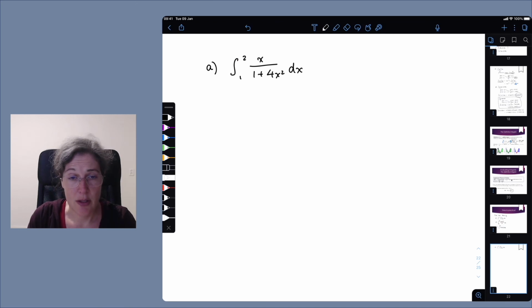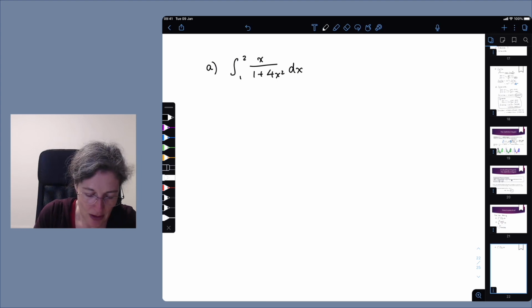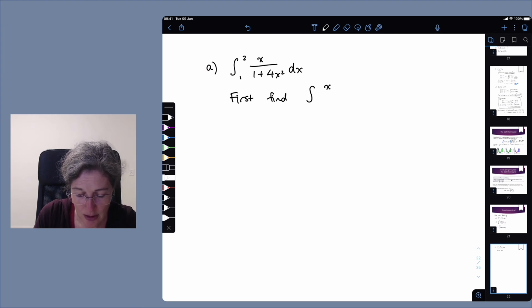So how do we do this definite integral thing? Well, my advice to you is to first do the indefinite integral and then do the definite integral. There are speedier ways to do it, but if you're anything like me, that leads to bad things happening. So let's first find the indefinite integral. We're going to integrate the integral of x over 1 plus 4x squared dx.